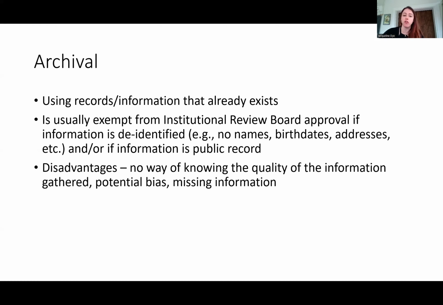The disadvantages is that there's no way of knowing if the quality of the information is any good. If other people gather the information, they were probably gathering it for purposes other than for your research question. If we're looking at, for example, behaviors in an inpatient hospital, there's the potential that certain staff members maybe had a bias. So maybe they wrote more incidents or infracted the patients more often if they didn't like the patient. And then, of course, we don't know if there's any missing information when we're using archival records.